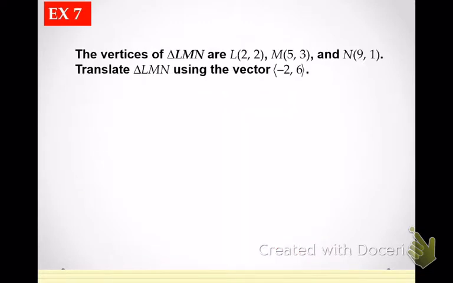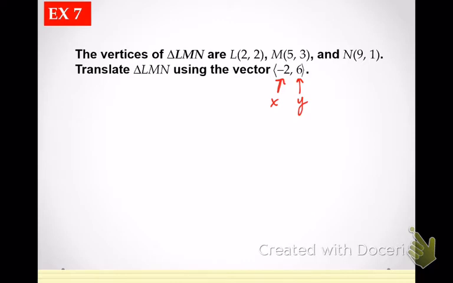All right. Last but not least, how do we apply vectors to our translations? Well, if we have a triangle LMN, where the vertices are at (2, 2), (5, 3), (9, 1), if we're going to use a vector to translate, then all we do is we use this right here as our horizontal translation, this is our vertical. In other words, this is our x translation, this is our y translation. That's how we're going to change the pre-image coordinates. We're going to subtract 2 from the x's, and we're going to add 6 to the y's. Okay?